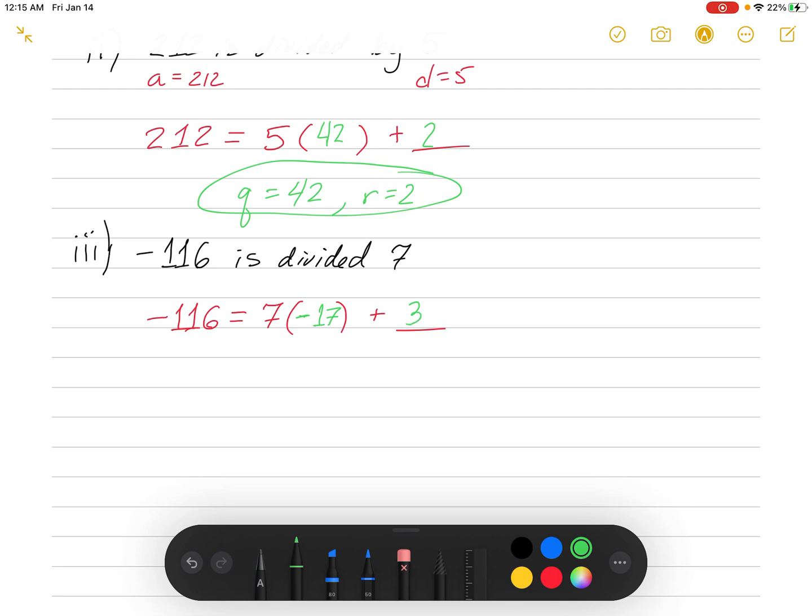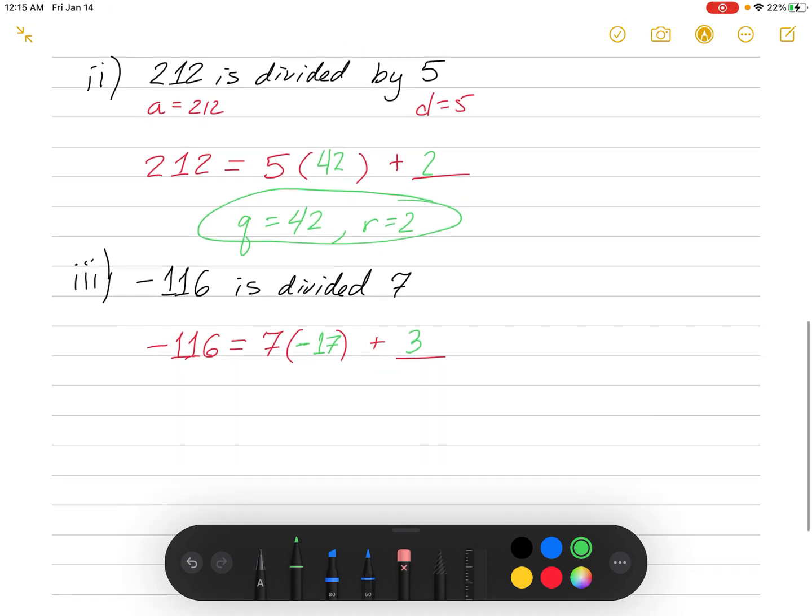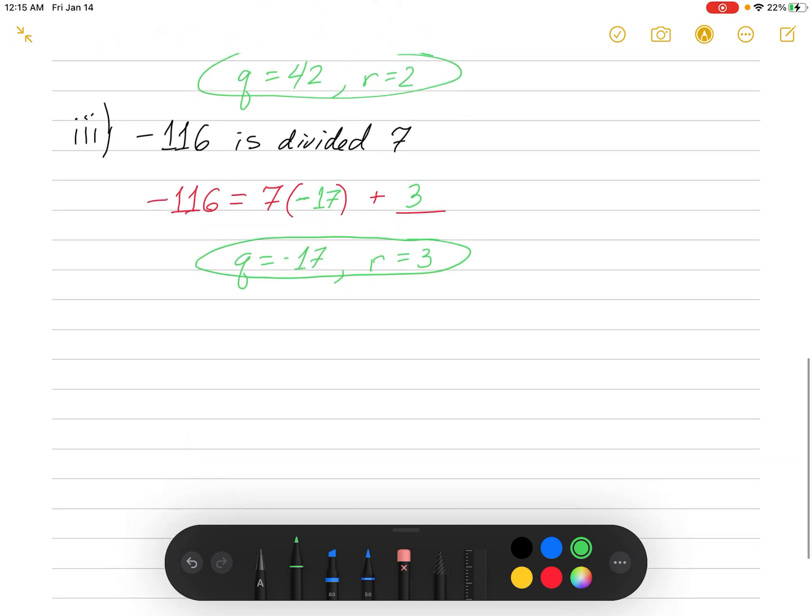So your remainder should always be greater than or equal to 0, and in this case, less than the divisor 7, and it is, right? So our Q is negative 17. Q is allowed to be negative, but R is not allowed to be negative. Remember, R has to be greater than or equal to 0, and less than, in this case, the divisor 7. That's how you do it when the A is negative. Let's do another one where the A is negative. Our D's are always going to be positive, but our A's can be negative.